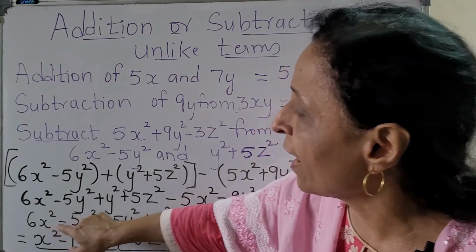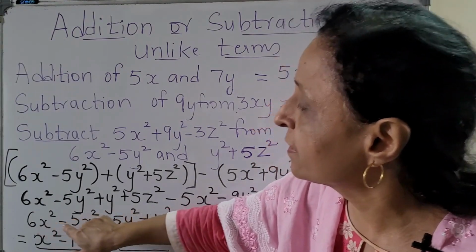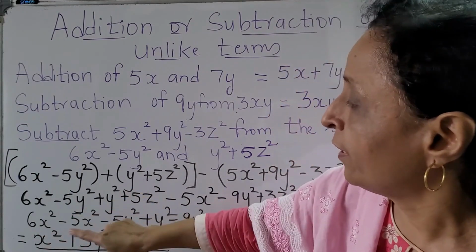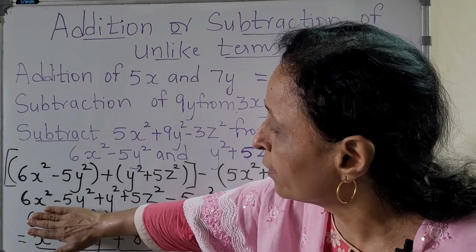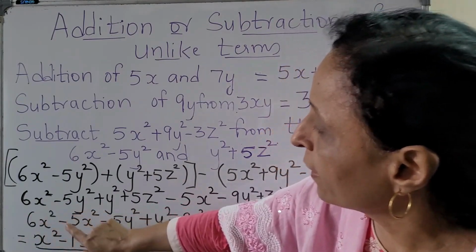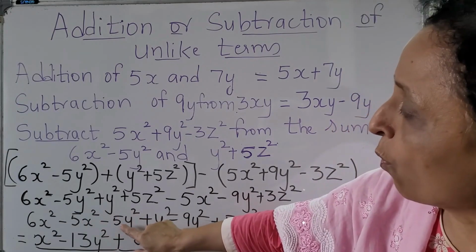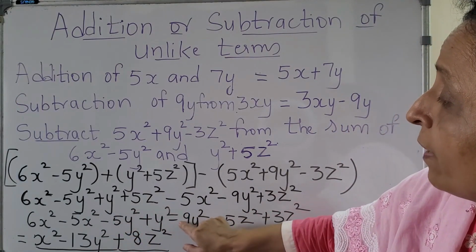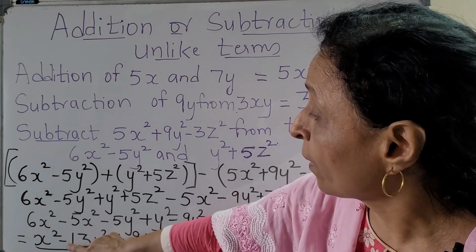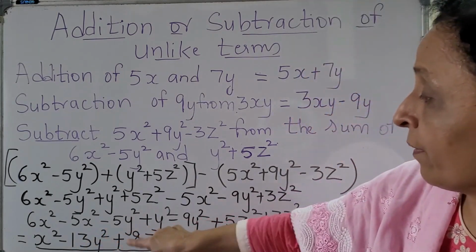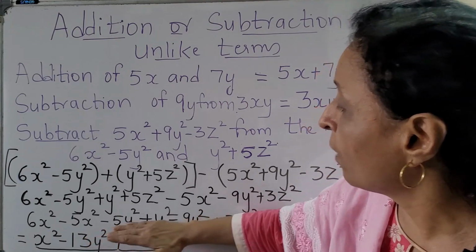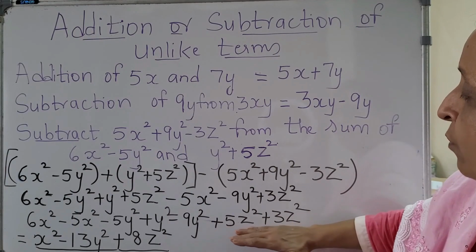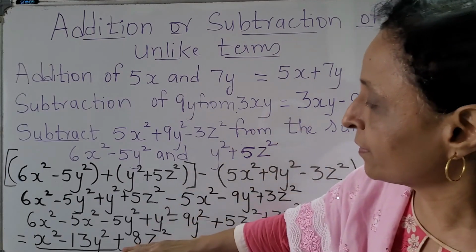So you can add this. Plus 6 minus 5, 1 x square left. Now this x square is over. You can make some sign to show that this is over. Now minus 5y square plus y square minus 9y square, minus 13y square. Now this is all y square. Y square is over. Now 5z square plus 3z square, 8z square.